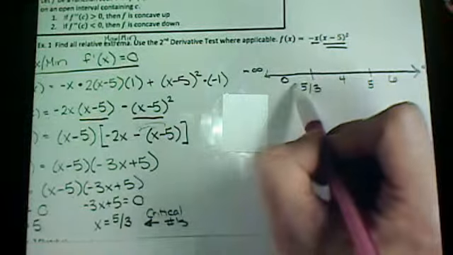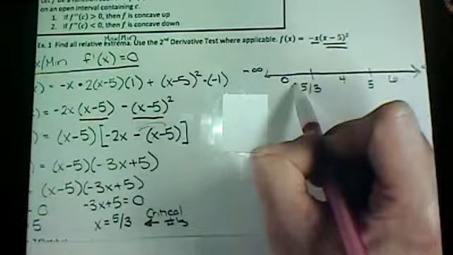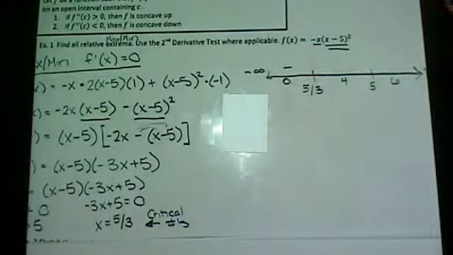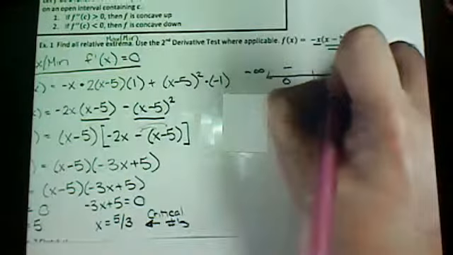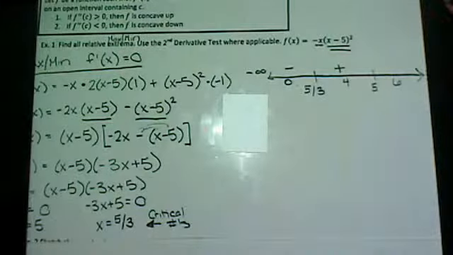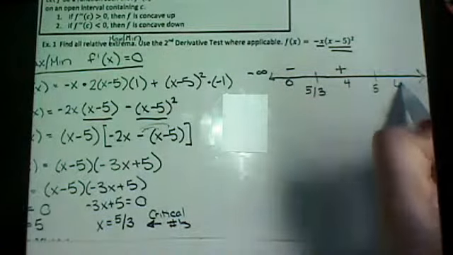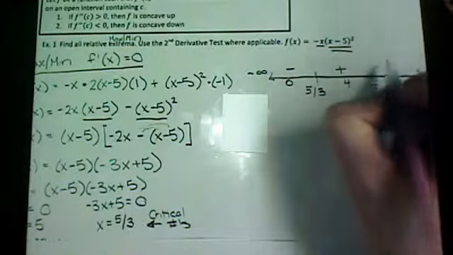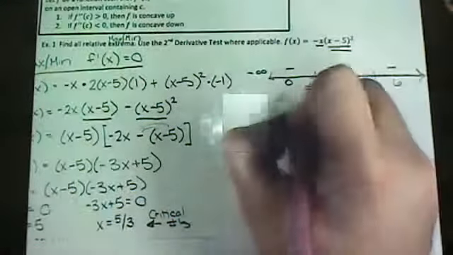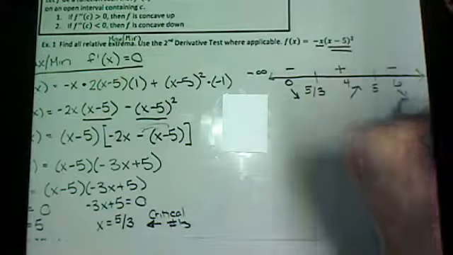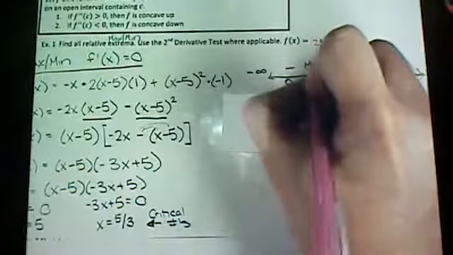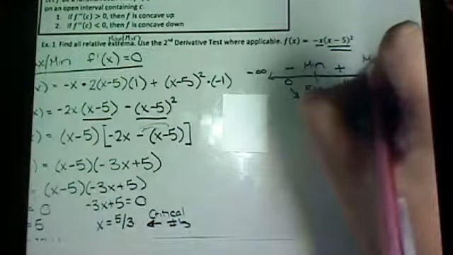When I plug 0 into my derivative, I get a negative number. When I plug 4 into my derivative, I get a positive number. Again, it doesn't matter what the number is, it's just the signs we care about. When I plug 6 into my first derivative, I get a negative number. So my graph is going down, and then back up, and then back down. So right here, I have a minimum, and right here, I have a maximum.